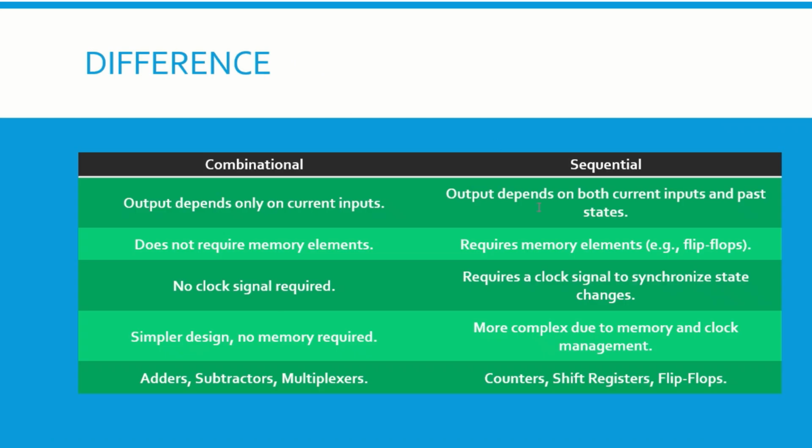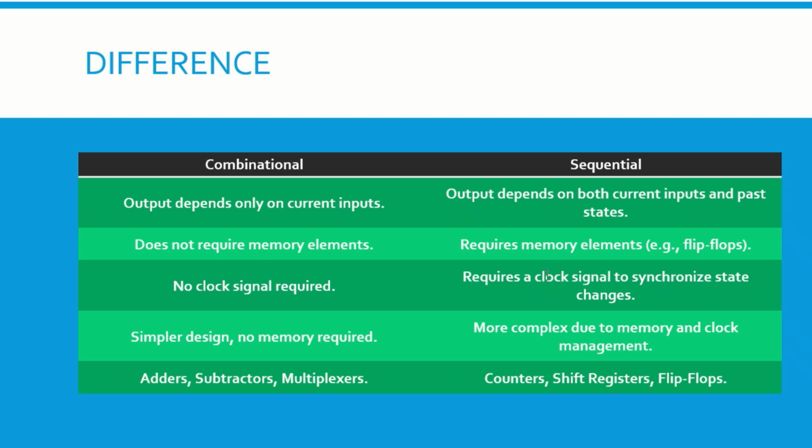Now let's see the difference between combinational and sequential. Most of it I've already explained. In combinational, the output depends only on the current inputs. In sequential, it depends both on current inputs as well as past states or outputs. Combinational does not require a memory element, while sequential does require a memory element to store my previous state. And in combinational, a clock signal is not required.